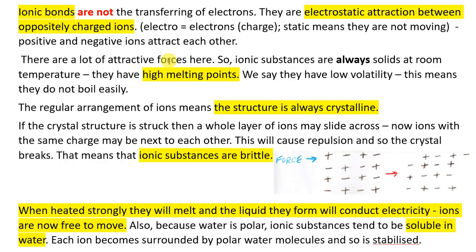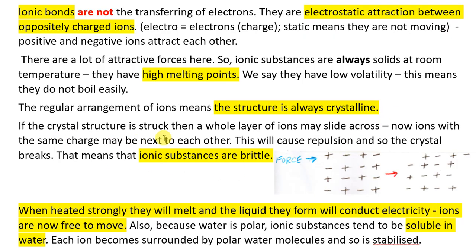Electrostatic: electro means charge, electrons. Static, they're not moving. Positive and negative ions are attracted to each other. High melting points because there's lots of attractive forces between ions of opposite charge. You could say low volatility. Regular arrangement of ions means the structure is always crystalline.